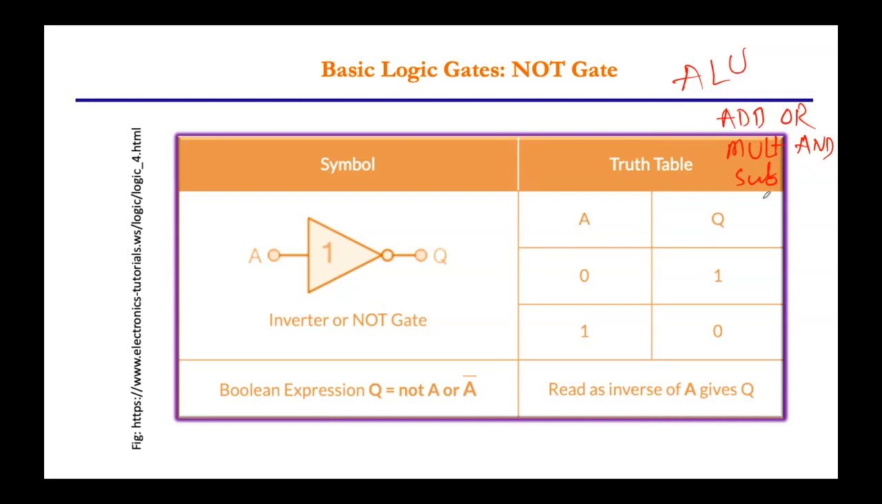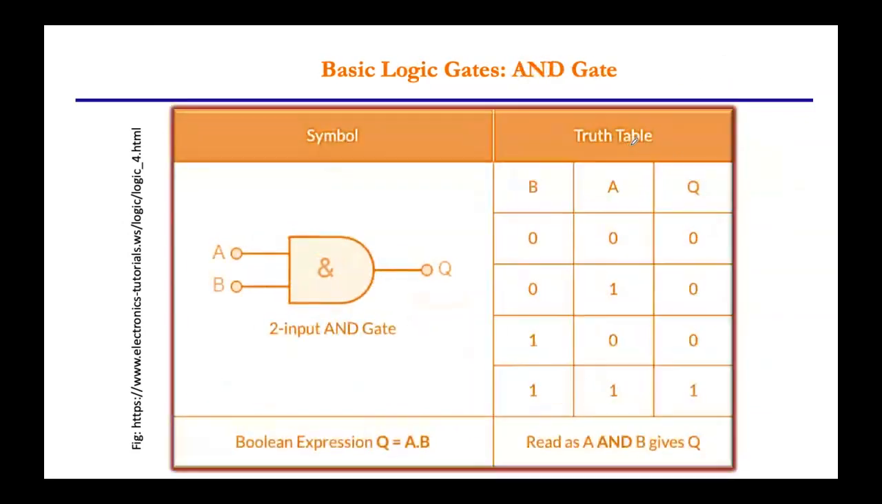So you need the OR gate as well as the NOT gate. Okay, so a few gates are enough to build the ALU. We are not considering the NAND gate or the NOR gate. We are just considering only the basic gates.